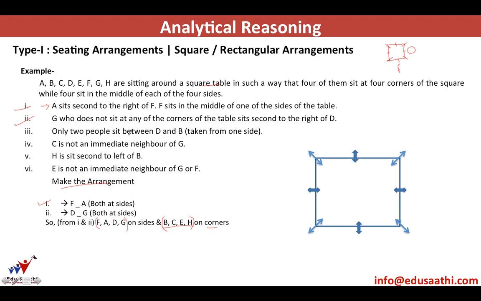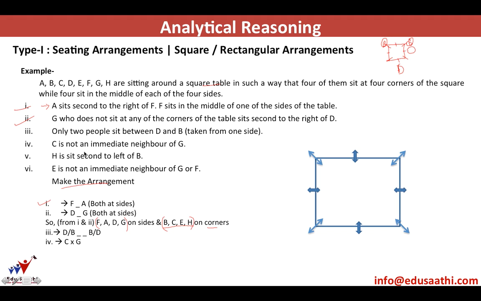Now, only two people sit between D and B, taken from one side. Okay, because it could be clockwise or anti-clockwise. So from any one side, there are two people sitting between D and B. So if D is placed over here, then 1, 2, this would be the place for B, or this would be the place for B. So B would be sitting at one of the corners. It could be either way like this. It could be DB or BD, and there will be two people in between them.